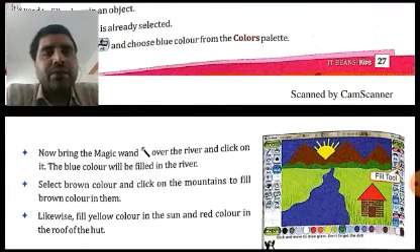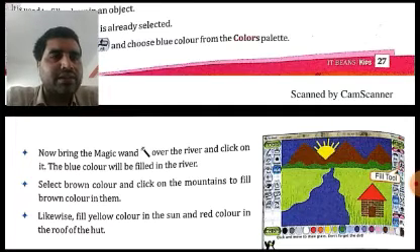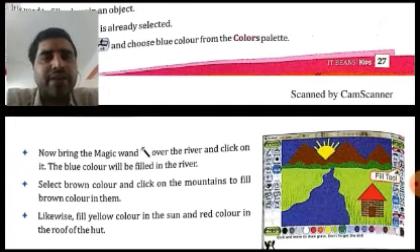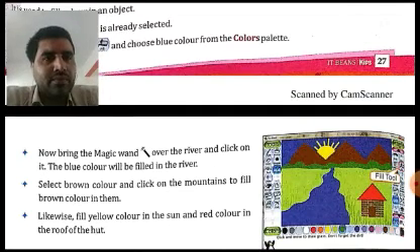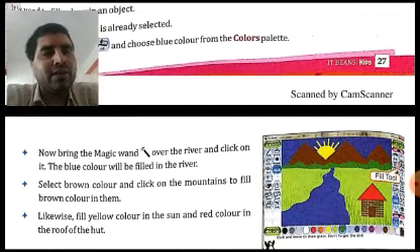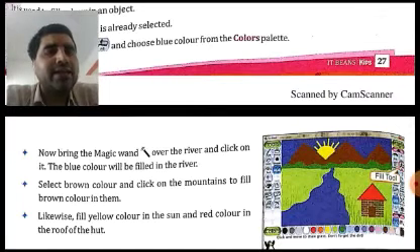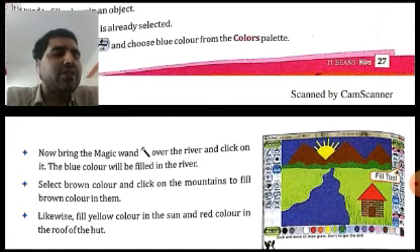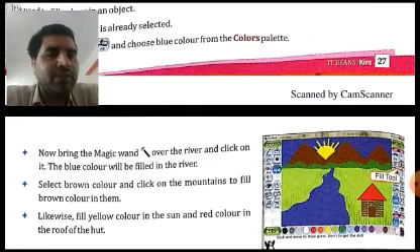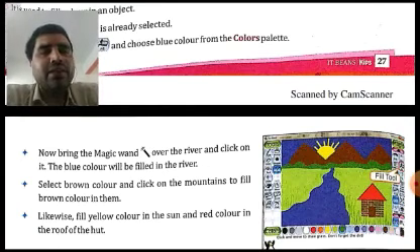Now what will happen? We all know that when we select the magic tool, then the cursor or the pointer changes to the magic wand. So now you have to bring the magic wand over the river, where you have drawn the river, and just click on it. As soon as you click on that river portion, the blue color will be filled in the river.